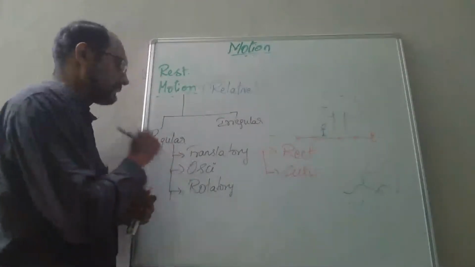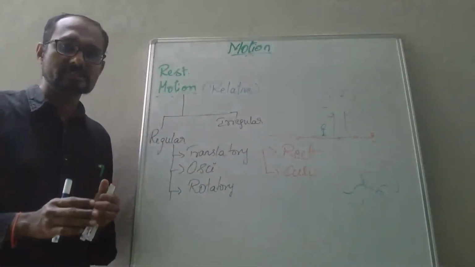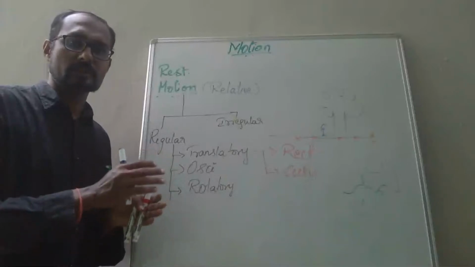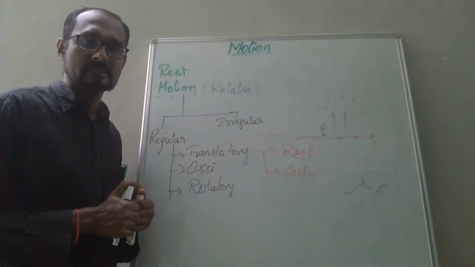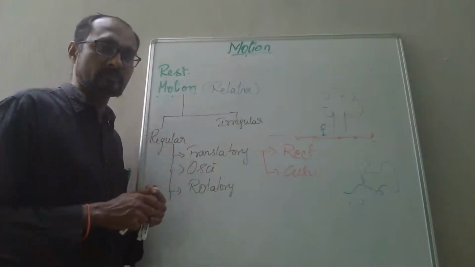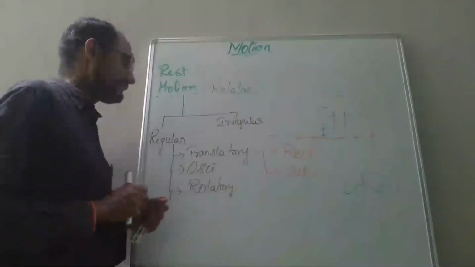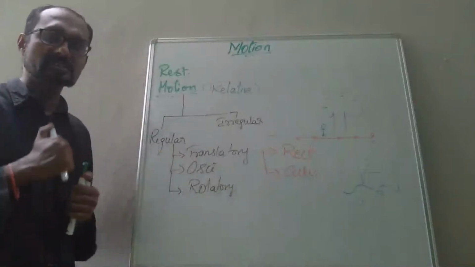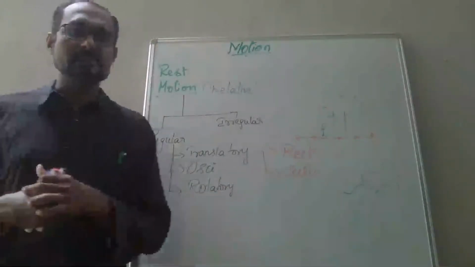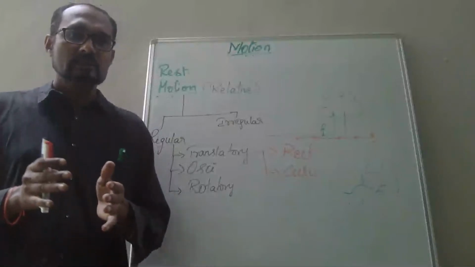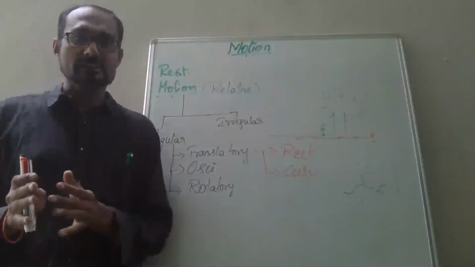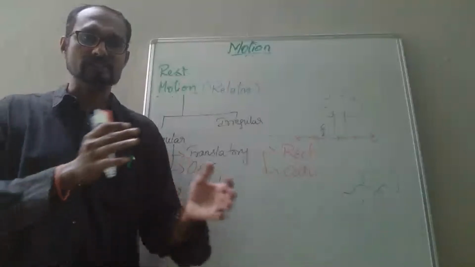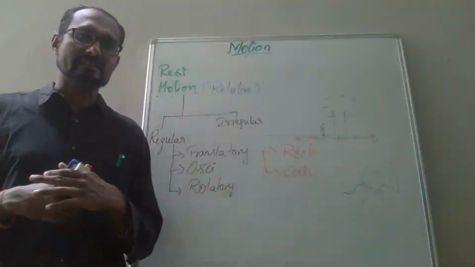Now coming to the other one, if the path of the object is well defined, the body is properly following a regular path, then we say it is regular motion. That regular motion is again classified into translatory, oscillatory and rotatory motions. Now what is translatory motion? Translatory motion is one in which a body as a whole is traveling from one point to another point.